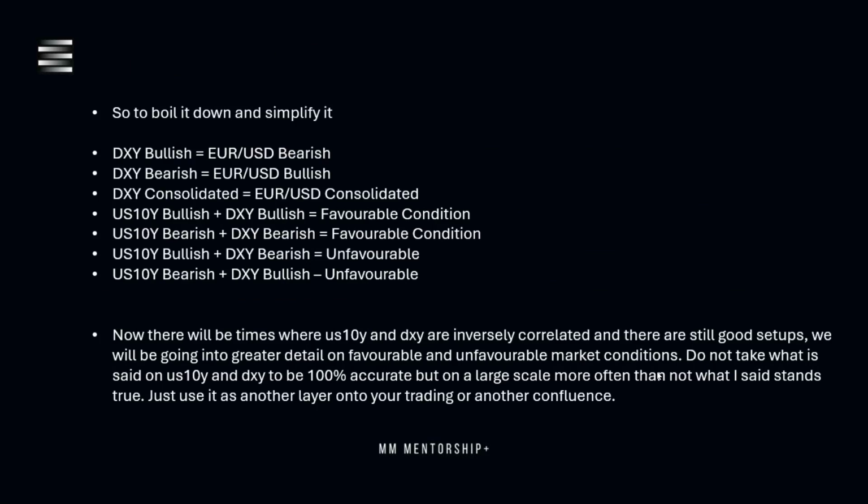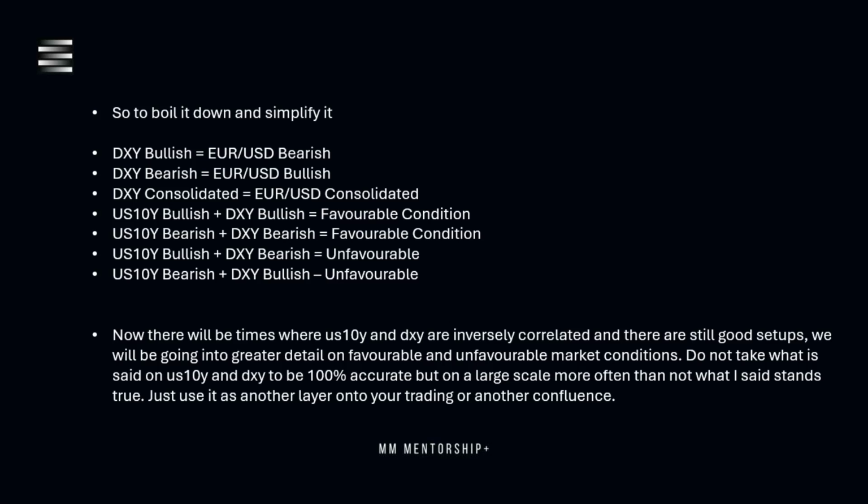So to simplify it: DXY bullish, that means Euro USD is bearish. DXY bearish, Euro USD bullish. DXY consolidated, Euro USD will be consolidated. US 10-year bullish, DXY bullish: favorable. US 10-year bearish, DXY bearish: favorable. And then US 10-year bullish, DXY bearish: unfavorable, and US 10-year bearish, DXY bullish: unfavorable. Right, let's write that down.